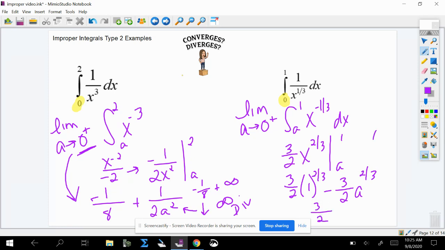When I put 0 in here, now I can put 0 in directly. It doesn't give me something that's undefined. When I put 0 in and take it to the 2/3 power, I'm going to get 0. So this whole thing is going to go to 0. So I am left with a finite value of 3/2. So we would say this is a converging improper integral because it gets a finite number as your answer once you evaluate the limit.